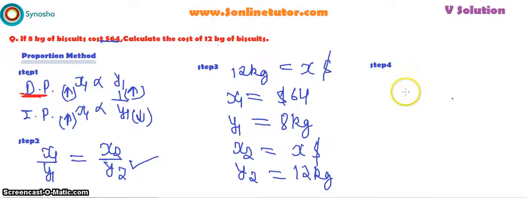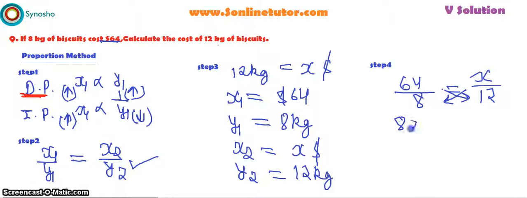To do this, first we put these values in. What is x1? The x1 is 64. What is y1? The y1 is 8. What is x2? x. What is y2? It is 12 kg. After putting these in, we can simply apply cross multiplication.